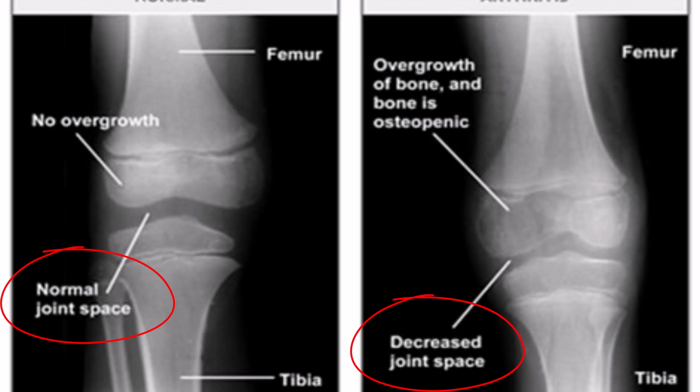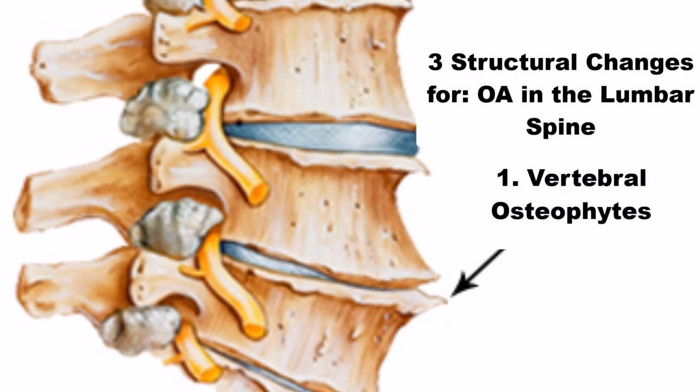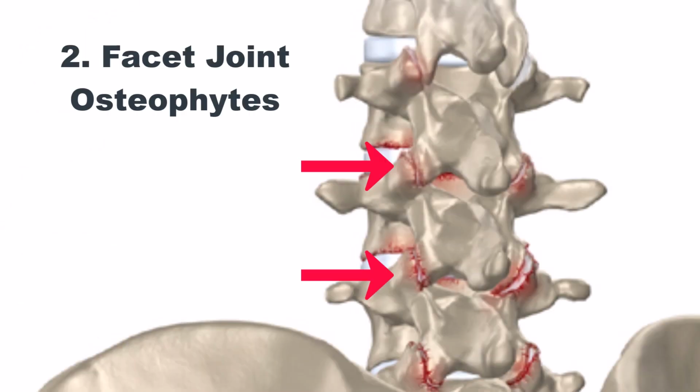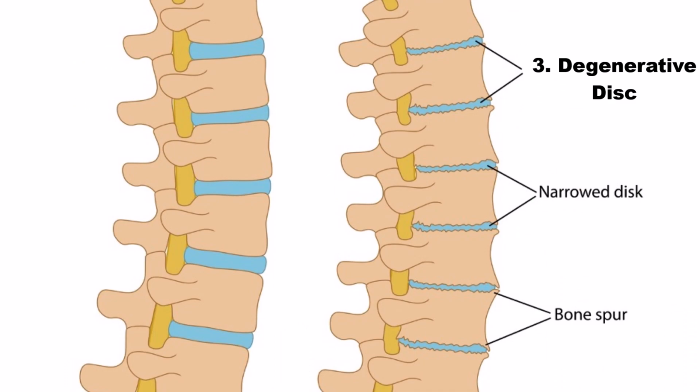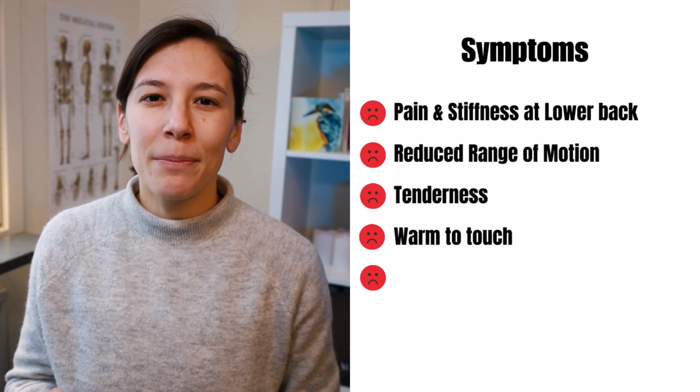In regards to OA at the spine, there are three structural changes we could look at on a radiograph. The first is vertebral osteophyte formation, vertebral facet joints OA, and intervertebral disc degeneration or disc space narrowing. And common symptoms experienced with this could be pain and stiffness at the lower back, reduced range of motion, tenderness in warm joints, and possible swelling.